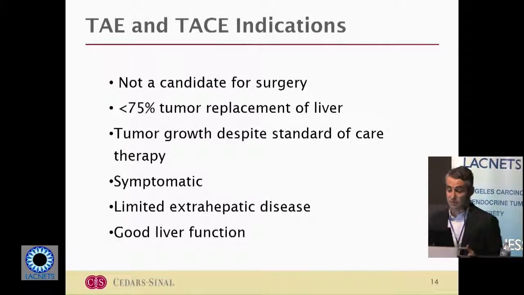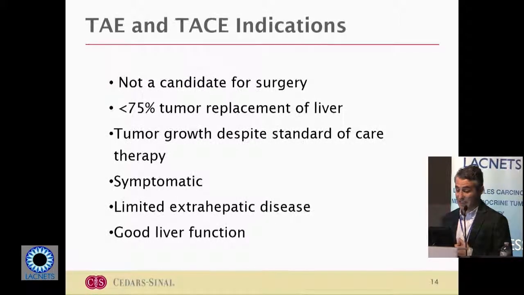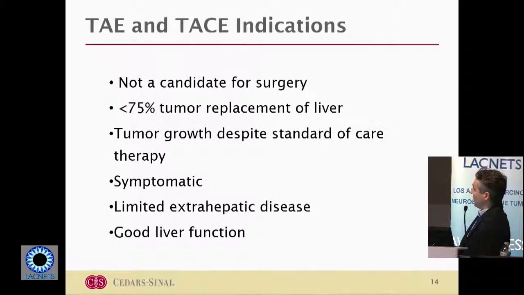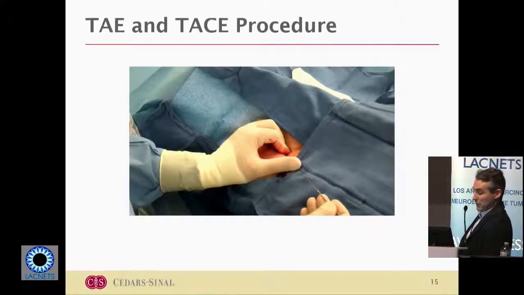Indications are for bland embolization or chemoembolization. Again, these are all non-surgical candidates. You need to have tumor growth. There needs to be a reason why we're treating you. You've got tumor growth or you're symptomatic. And usually we're treating people with less than 75% tumor replacement of the liver. And you also need to have good liver function because there's always some degree of liver injury with these procedures, although usually small. And this is just a picture of us getting access into the common femoral artery in order to do this procedure. This is quite a small needle. It's a very small incision.